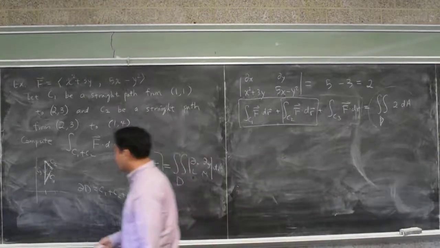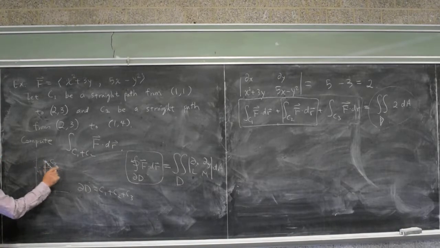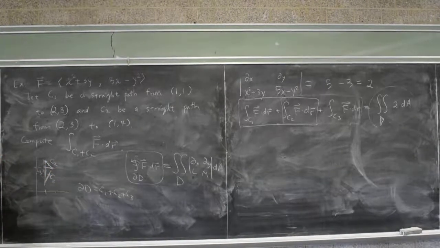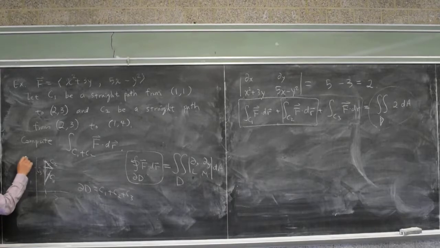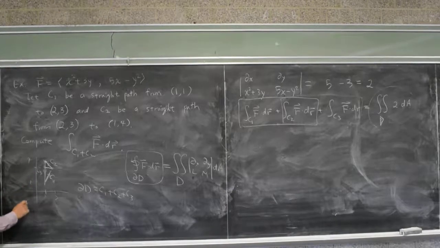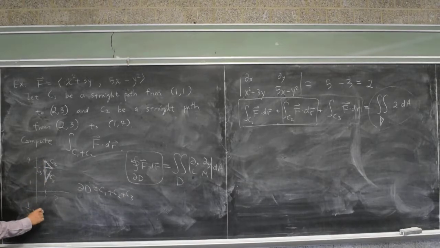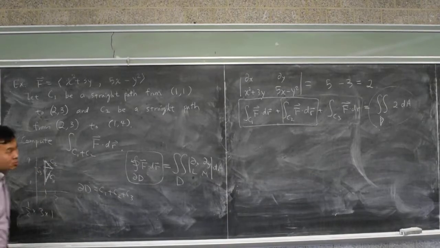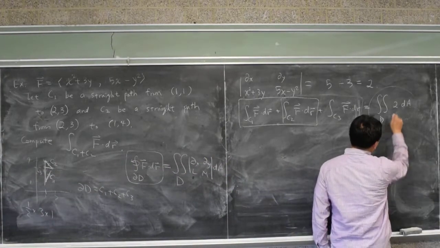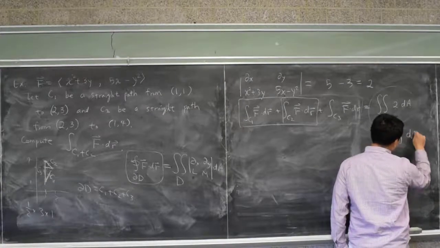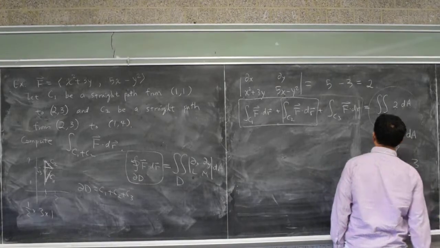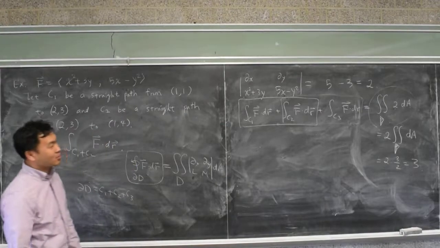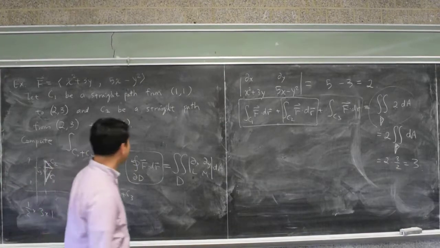Okay, first this one. How do you get the area of this? It's base times height. What's this length? 1 to 2, so this is 1. What's this length? 1 to 4, so it's 3. So it's 1/2 base times height, which is 3/2. So the area of this triangle is 3/2. And because this is twice the integral of dA over this, that means it's twice the area, which is just 3. That was super easy. So the right side came out to be 3.